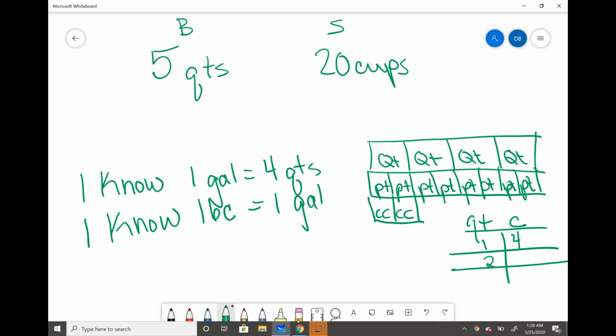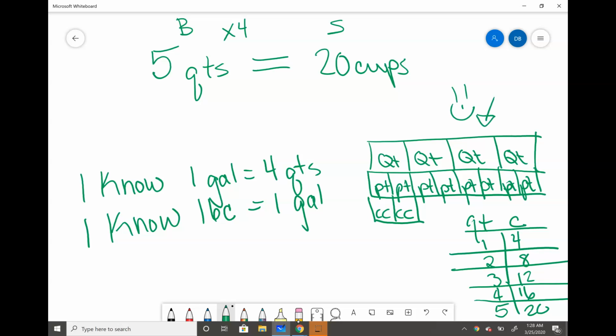So then 2 quarts equal to 8 cups. 3 quarts equal to 12 cups. 4 quarts equal to 16 cups. 5 quarts equal to 20 cups. These guys are equal because 5 times 4 is the same as 20. So they are equal. I could use the bar model. I can use the ratio table. I can think about what is reasonable to find my solution.